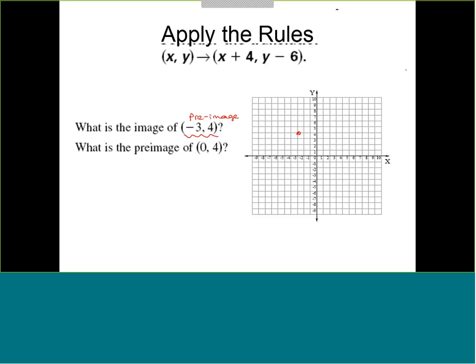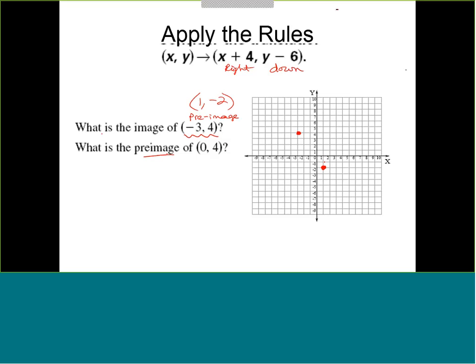And then the rule is telling us to move it to the right 4 units and move it down 6 units. So if I just apply the rule, all I really need to do is just take -3 and add 4 to it, and then take 4 and subtract 6. So from the pre-image to the image, we end up over here, right down there. And that would be to the right 1, 2, 3, 4, and down 1, 2, 3, 4, 5, 6.